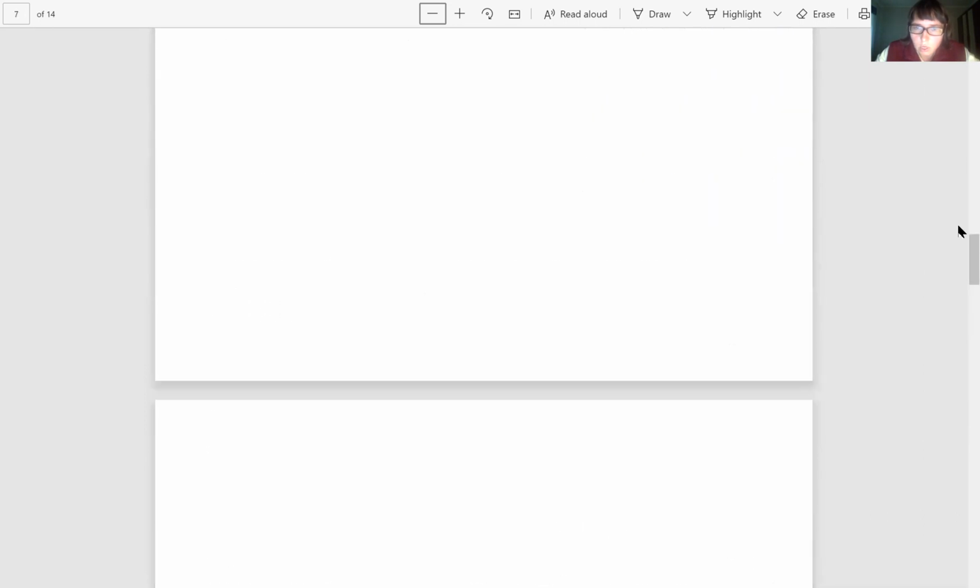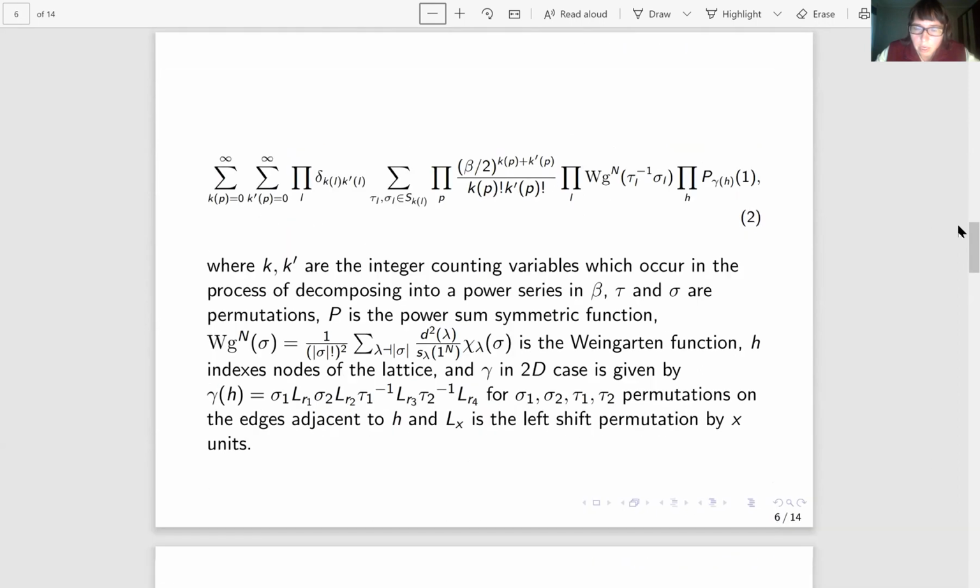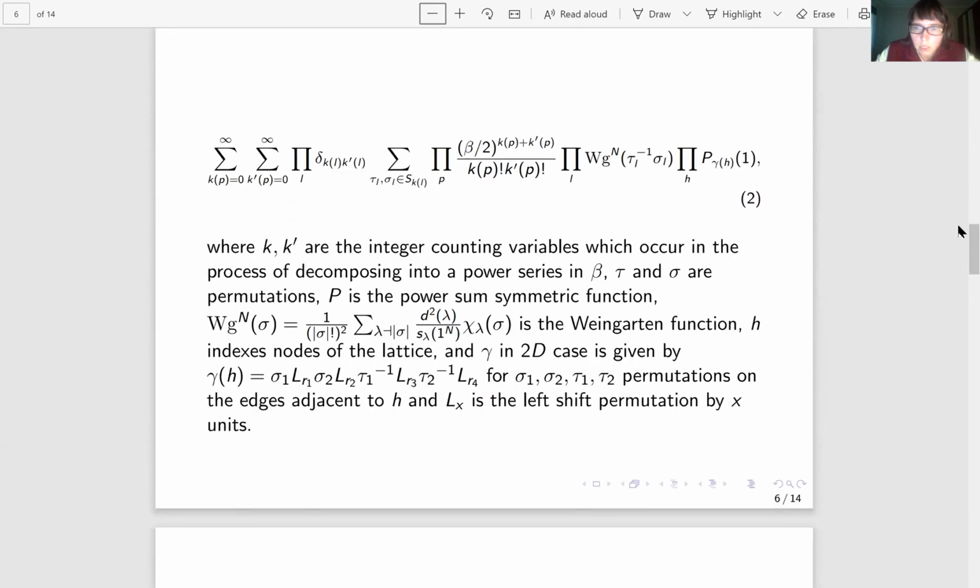So remember this horrible integral, sorry, I'm going back to this horrible combinatorial expression for the integral obtained in the beginning by Weingarten integration. There was this gamma of h, which was this horrible expression, a product of 8 things: some sigmas, some taus, and some L's. L was the left shift by some number of units. There were a bunch of permutations and a bunch of left shifts.